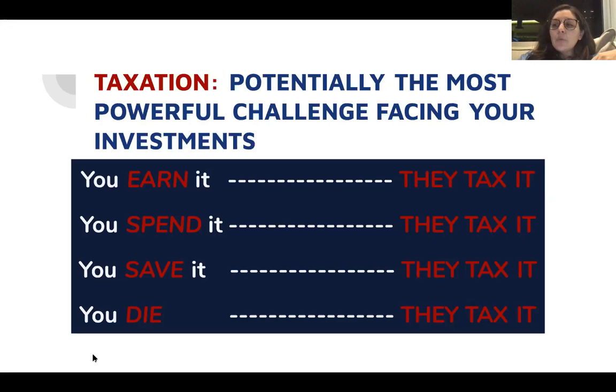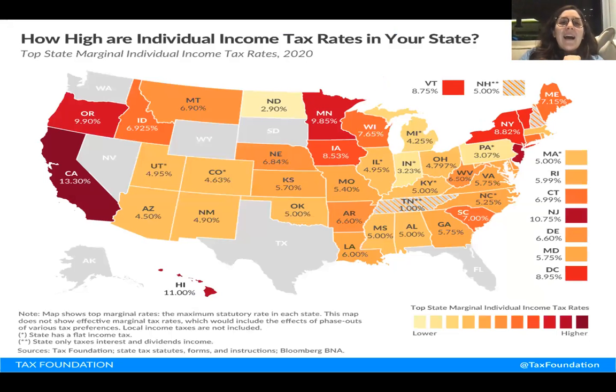Okay, so what happens with taxation, and I'm pretty sure everyone's seen this in the past. We earn money, they tax us. We spend it, they tax it. We save, they tax it. You die, they tax it. We pay taxes for everything, which is why we have an amazing country, right?